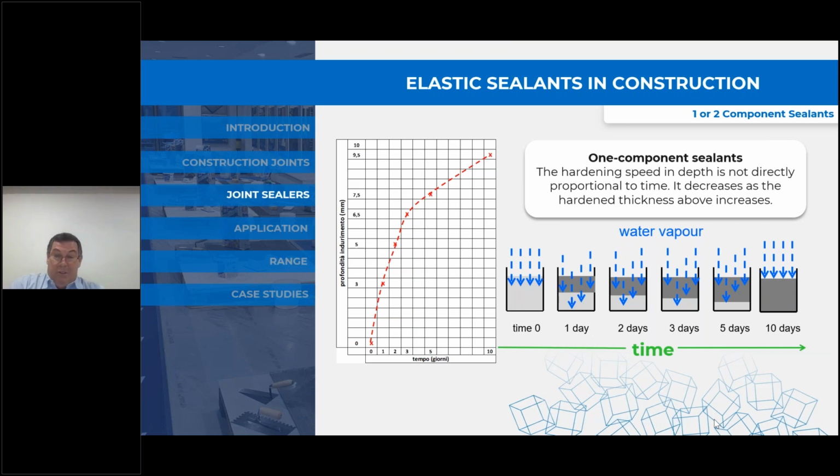So if we look at the diagram on the left, from initial application, we have 3 millimeters in the first day, 5 millimeters in the second, 6.5 in the third. By the 5th day, it's 7.5 millimeters and 9.5 after 10 days. So sometimes people tend to apply a large amount of joint sealant and expect that once it's skinned, the rest of it will also be cured. This is not the case.